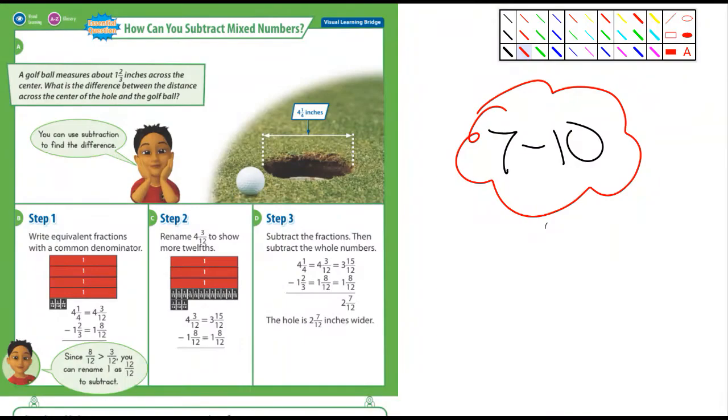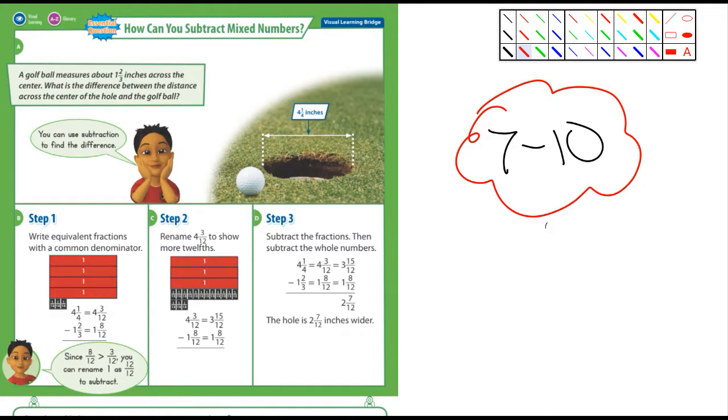Okay, fifth graders, here we go, 7-10. I've got a new setup here on a new Chromebook, and I've been working out some bugs, but I think we can do this. So, 7-10, what page is this? Page 306. And we're subtracting mixed numbers, and we talked about that yesterday. And they give us an example here, step 1, 2, and 3.